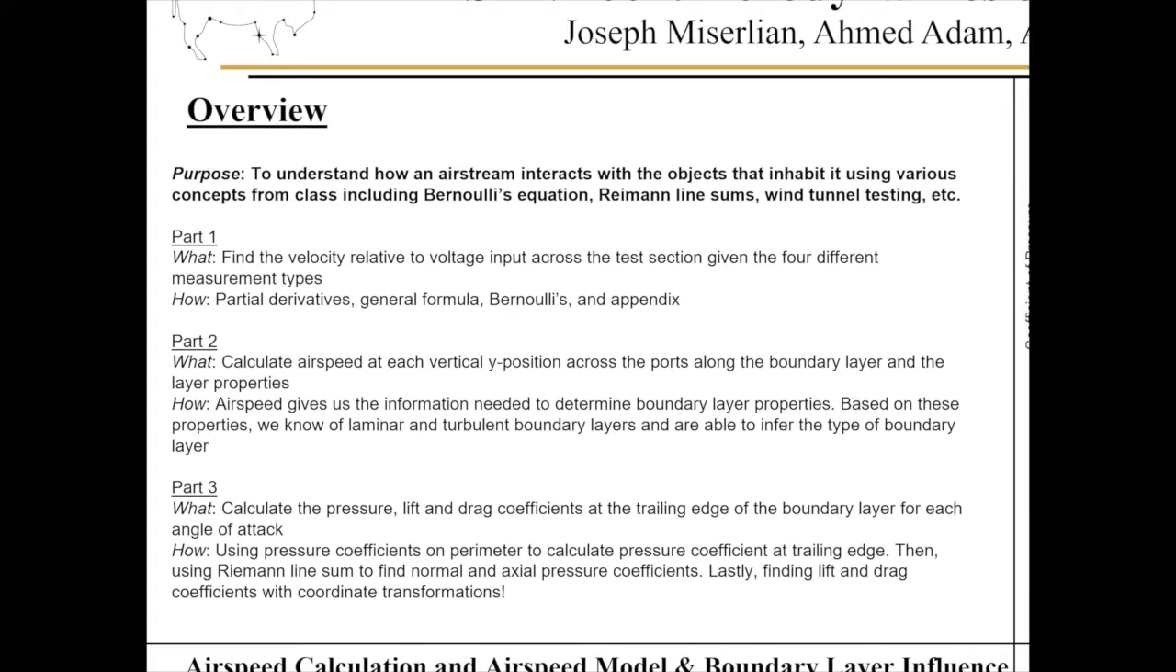So from there, after finding shear stress and boundary thickness, we can reasonably infer which type of boundary layer it is. Lastly, for part 3, we were asked, given an angle of attack, to calculate the pressure value at the trailing edge of the boundary layer. Next, we had to find the coefficients of pressure in order to find the normal and axial coefficients, and lastly, the lift and drag coefficients.